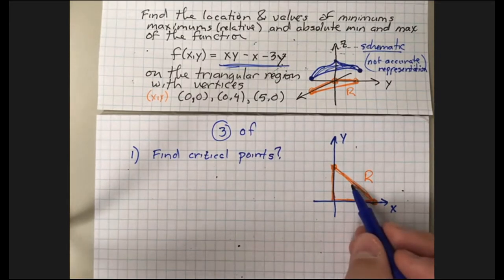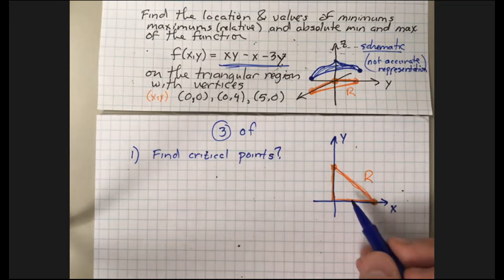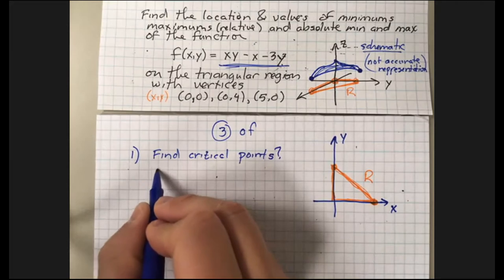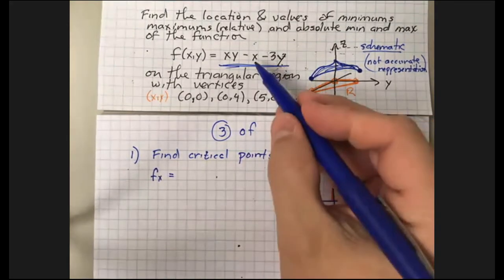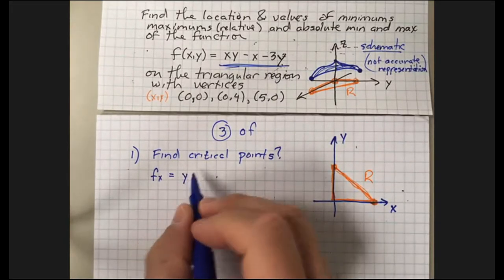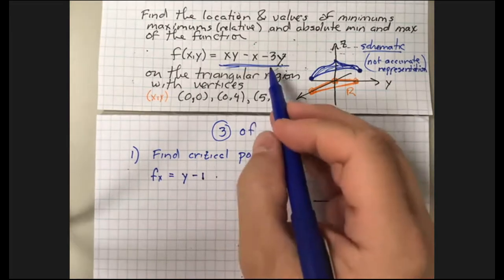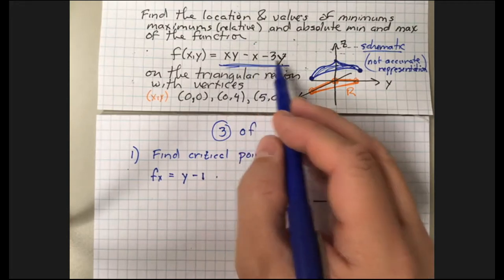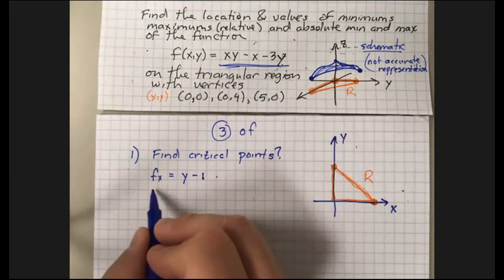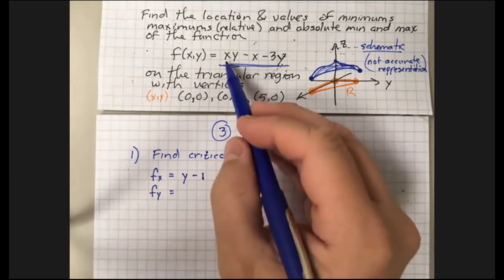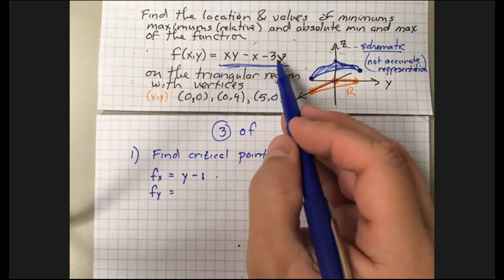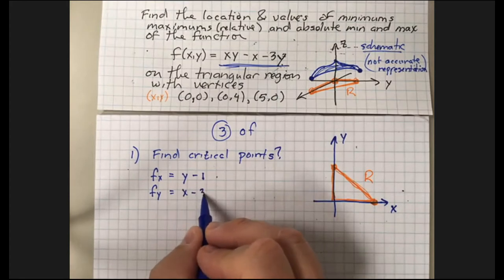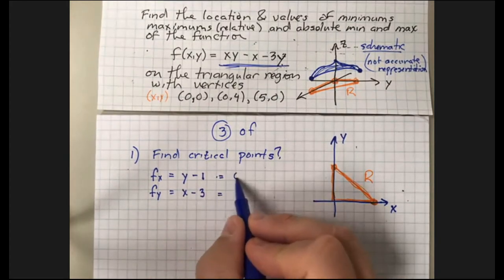I can't really talk about flatnesses on the boundary because I don't have a way to examine the whole neighborhood of a point on the boundary. Some of it doesn't even exist on the surface. But let's take our first and second derivatives. So the partial derivative with respect to x, we have the function up here in front of us, is y minus 1. Partial derivative with respect to x of xy is y. Partial derivative of minus x with respect to x is minus 1. Partial derivative of minus 3y with respect to x is 0. And the partial with respect to y is x minus 3.